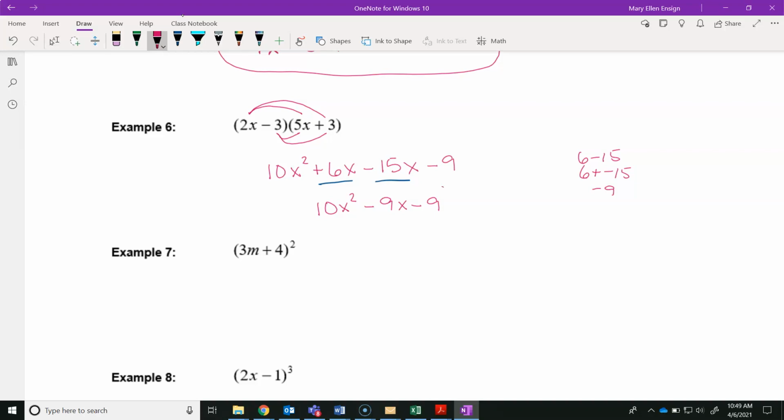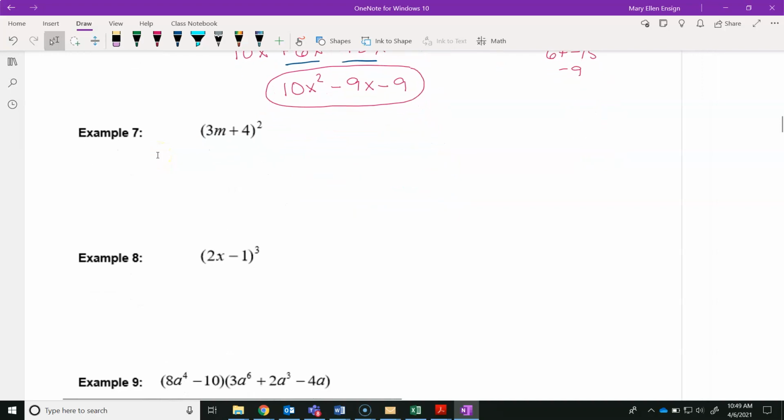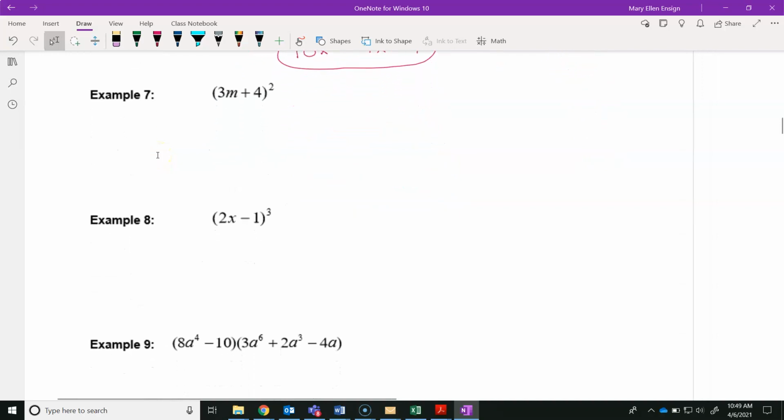So negative 9x minus 9. Now there are no like terms that I can combine. Okay, the next one is 3m plus 4 squared. That whole thing is squared. Now, here's what it is not, okay? It does not end up being 9m squared plus 16.